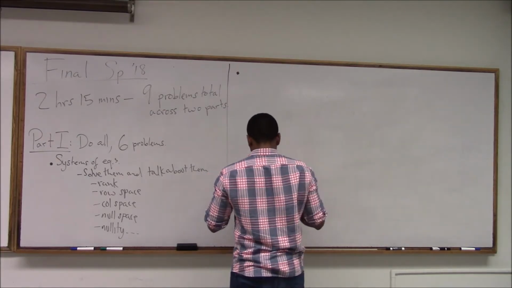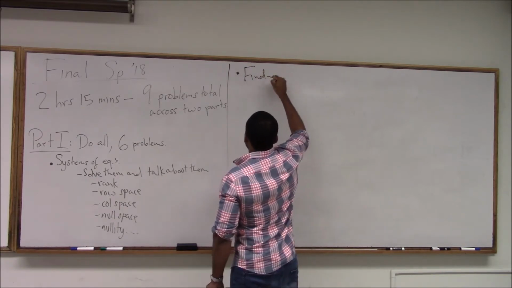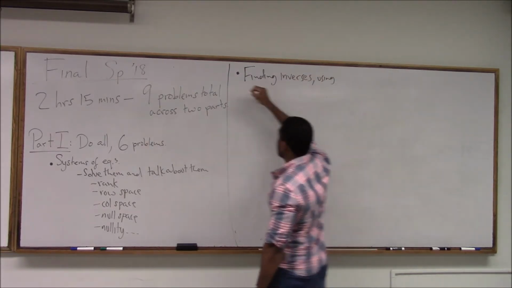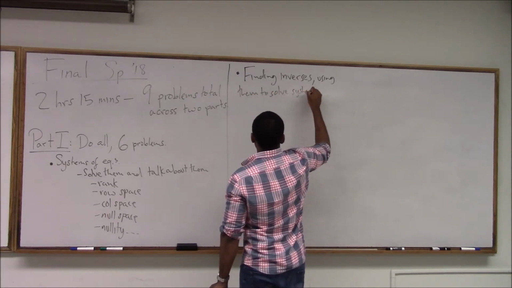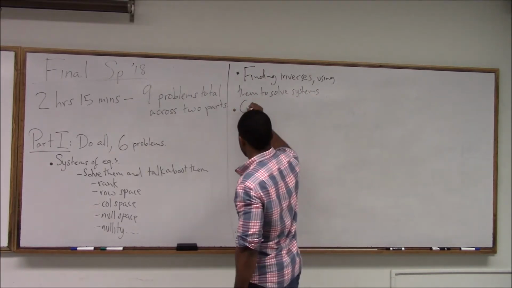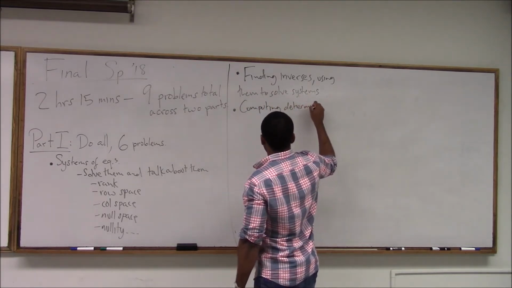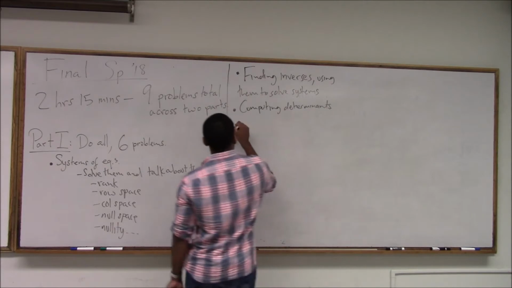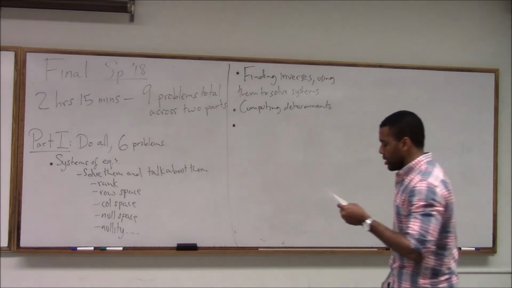Another thing I would ask you about is finding inverses and using them to solve systems. Finding the inverse of a square matrix. Using it to solve systems. Computing determinants. And the determinant theorems. I don't remember if I put a Cramer's rule problem on it, but you can look up Cramer's rule just in case. I don't think I put that on it.